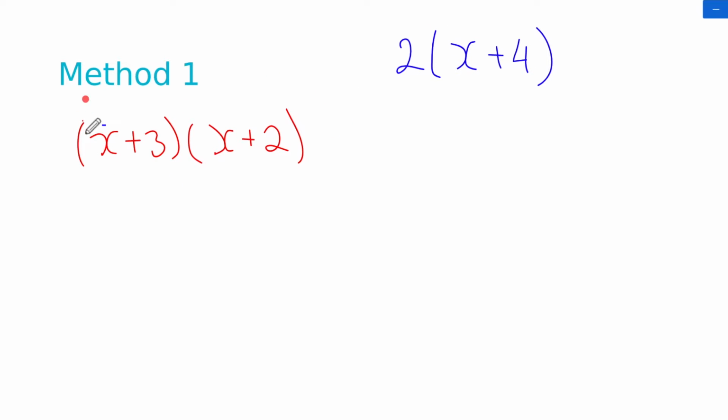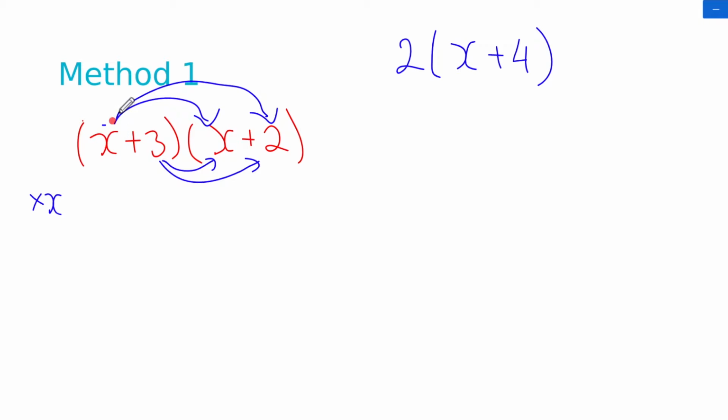The same goes here, but because you have two numbers added together, every single one of the numbers in this bracket needs to be multiplied by every single one of the numbers from here. So on the front row, I'm going to times it by x. So I'm going to do x times this and x times this number. And then I'm going to look at the 3. I'm going to do 3 times the x and 3 times the 2.